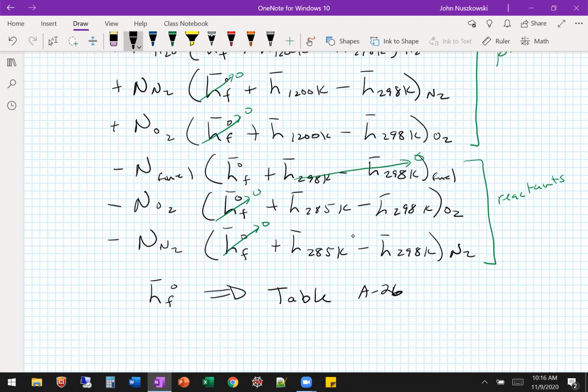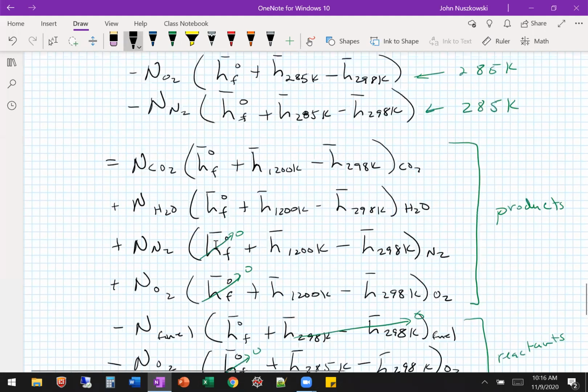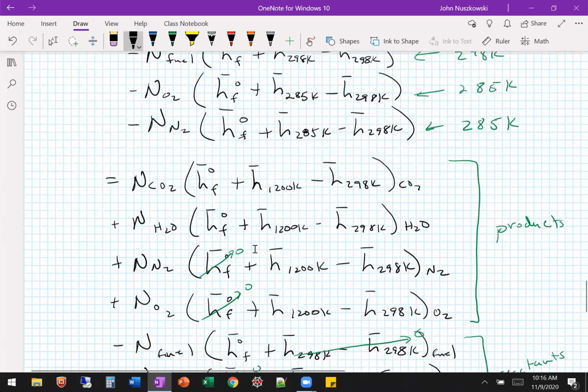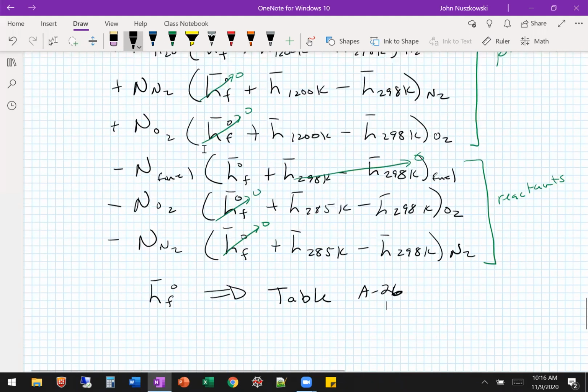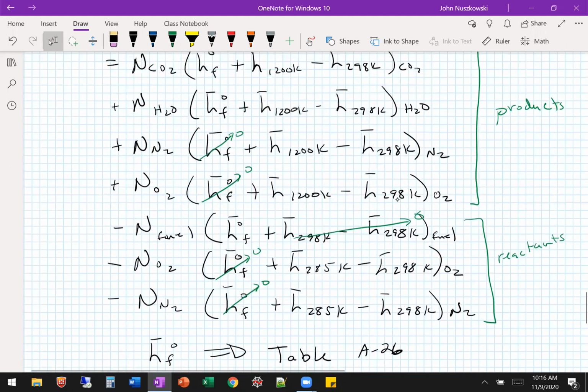We have to do something to get the fuel, or to get water or CO2. We have to have a reaction for that to occur. We have to form them from O2, N2, C, or hydrogen. So for enthalpy of formation, you can just look in that table and it'll show you 0 for those. Enthalpy of formation values are all from table A26.